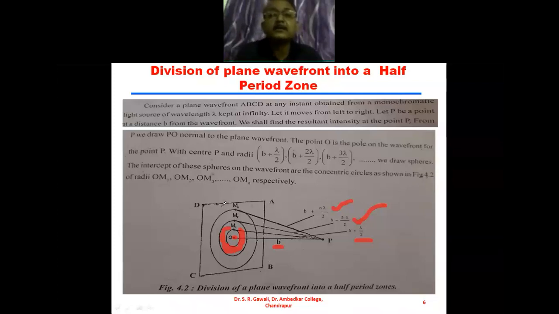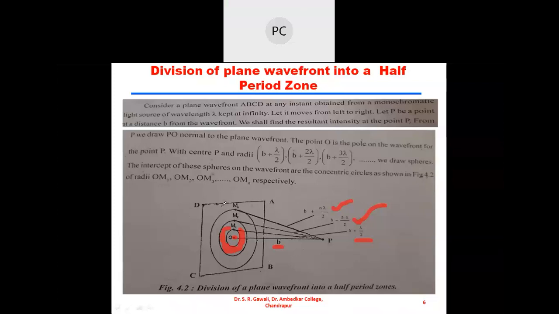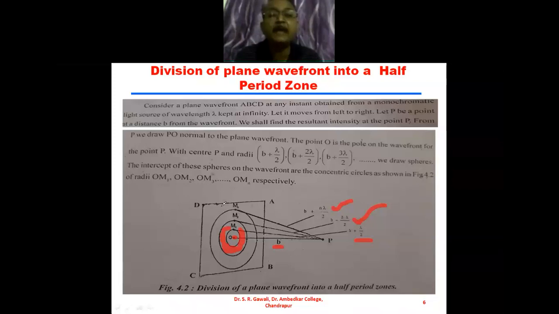Yes sir. So we have divided the incident wavefront ABCD into different annular regions, and these annular regions are known as the first half period zone, second half period zone, third half period zone, and so on. Lastly, the last circle is the nth half period zone.